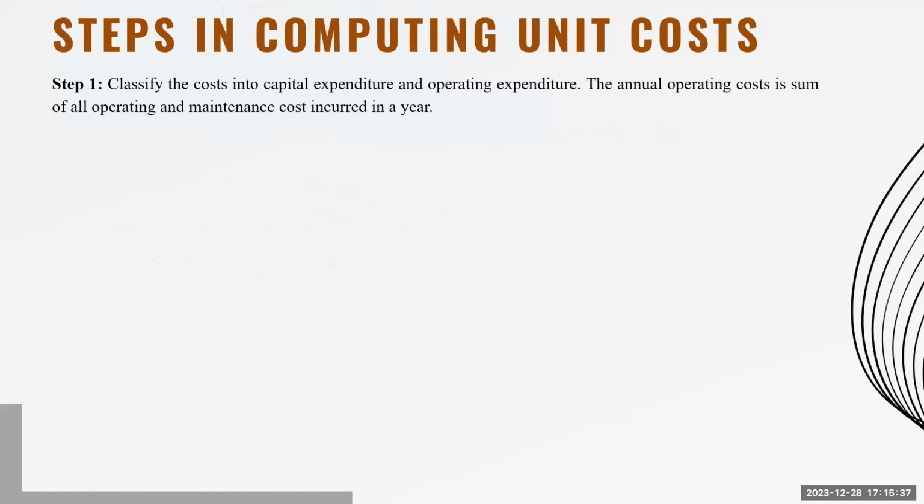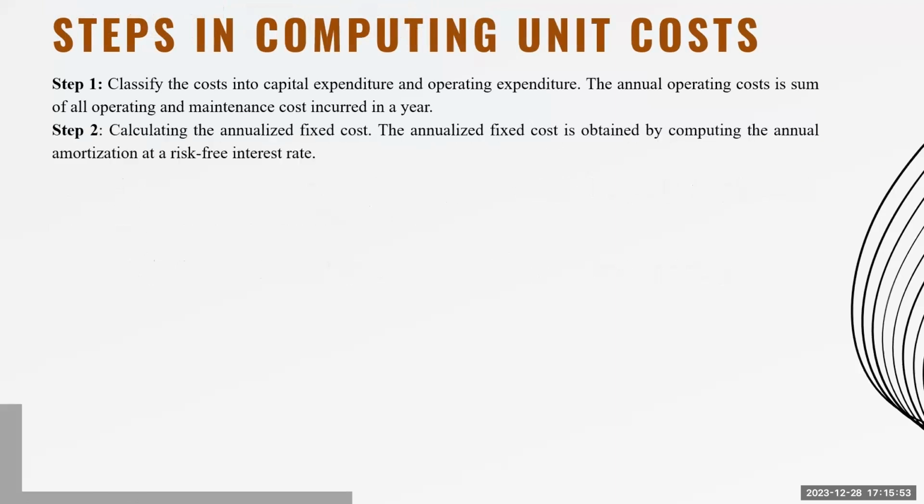So the steps in computing the costs are: one is classifying the cost into capital expenditure and operating expenditure. Annual operating cost is the sum of all the operating and maintenance costs incurred in a year. Usually in a DPR preparation, these are mentioned in the DPR, and that serves as a basis for which we can calculate the cost. Then we calculate the annualized fixed cost using the formula I just explained.